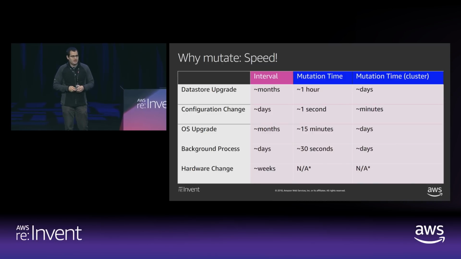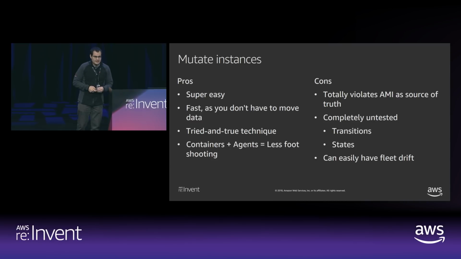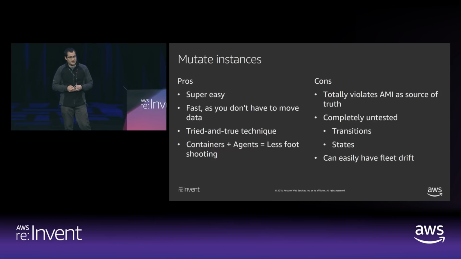But there's one type of change that we can't solve with mutations, and that's when we want to change the hardware. So if we want to change from I2s to I3s, or I3s to M5Ds, or M5Ds to Z1Ds, you get the idea. We can't do that with mutation because we can't just reboot the hardware into a different configuration. So that's a serious drawback. And at the end of the day, mutations make up many of the ways that Netflix deploys software to stateful instances. It's super easy, it's fast, it's tried and true.